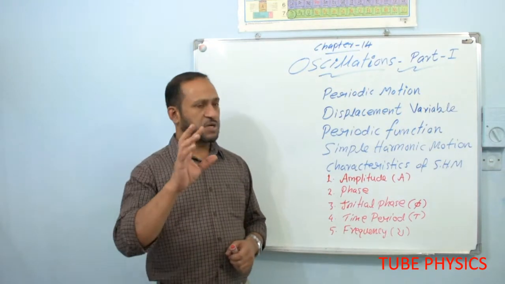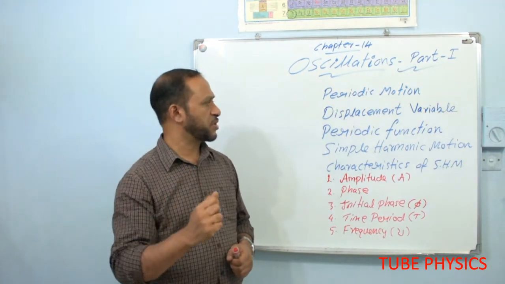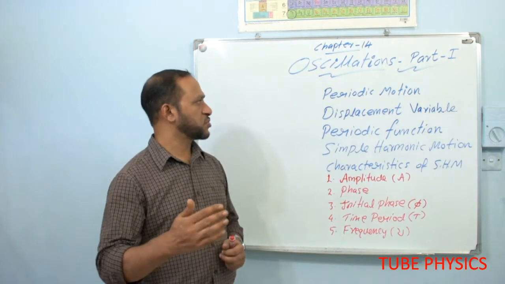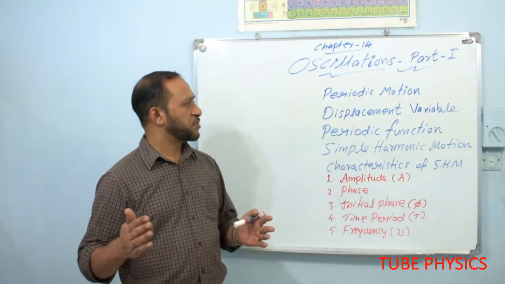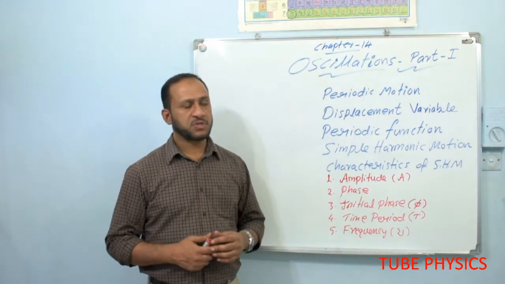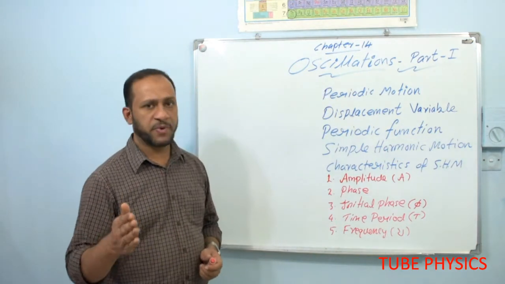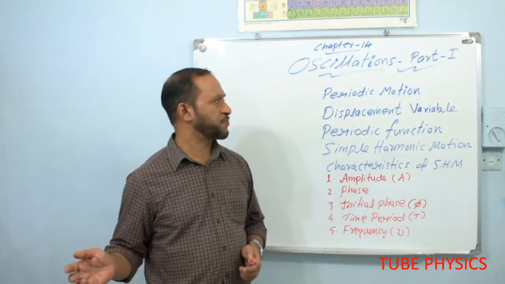At the same time, the rotation of the Earth, the spinning of Earth about its own axis, is also a periodic motion, and it repeats every 24 hours. Because of that, we get day and night. So any motion which repeats after regular intervals of time is a periodic motion. Oscillation is a periodic motion. We have seen the oscillation of the pendulum of a clock. It repeats after regular intervals of time.